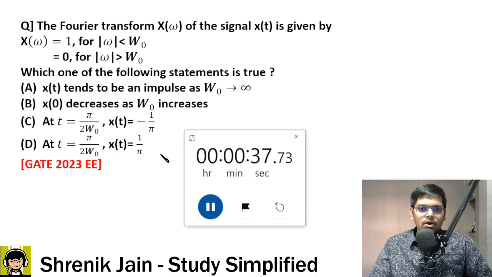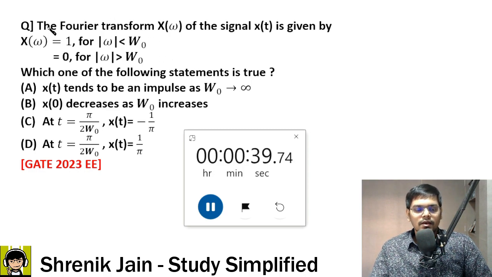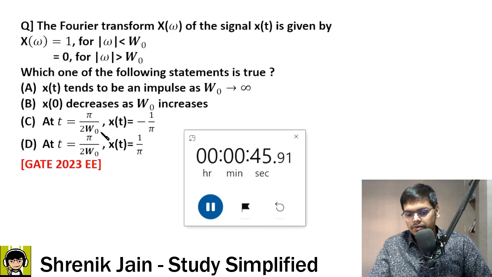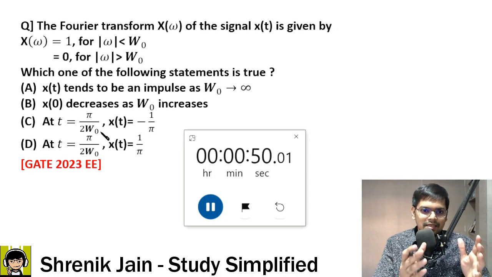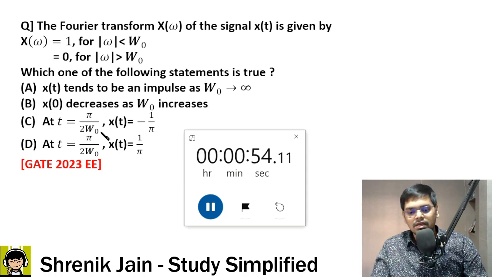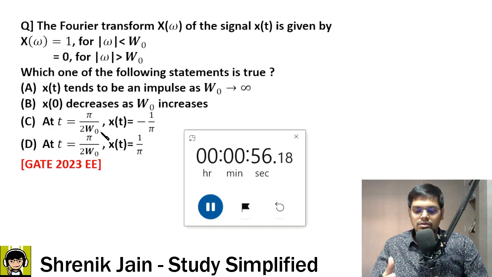Why? Because the frequency function is given. Find the respective time domain function, then only you can comment on the options. One way is to use the formula, the other way is you know that this is the standard graph, a rectangular function. So the time domain signal would be a sinc function, the sampling function.